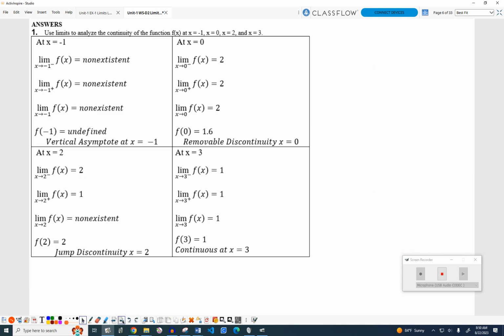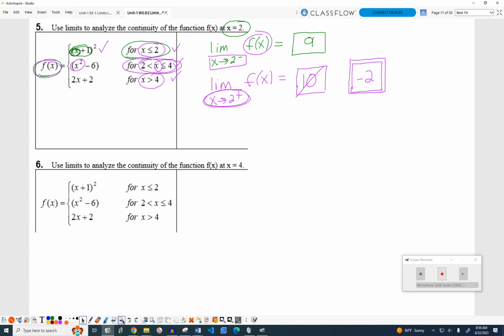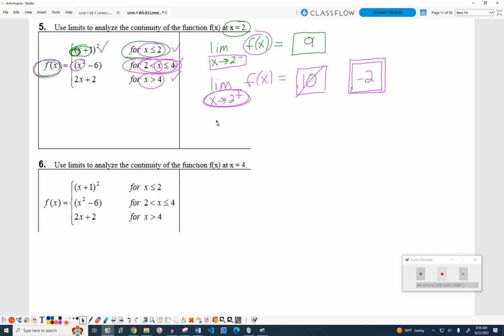Get some more of these flashcards showing up. So we know left and right, so we should write down the overall now. So the limit as x approaches 2 overall is non-existent. We still need to find the value of the function just for completeness.